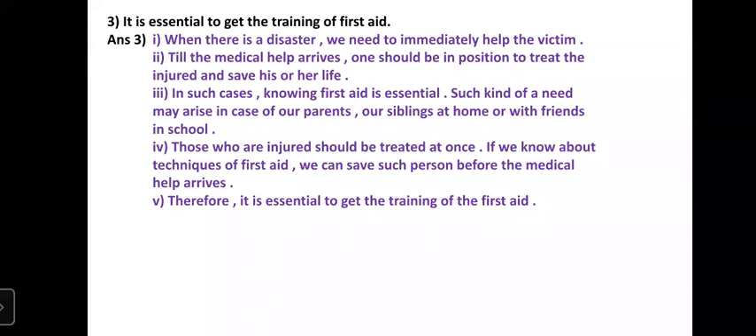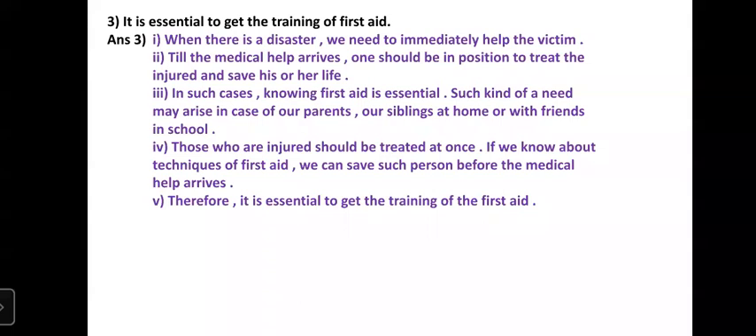Second point, till the medical help arrives, one should be in a position to treat the injured and save his or her life. Third point, in such cases, knowing first aid is essential. Such a need may arise in case of our parents, our siblings at home, or with friends in school.